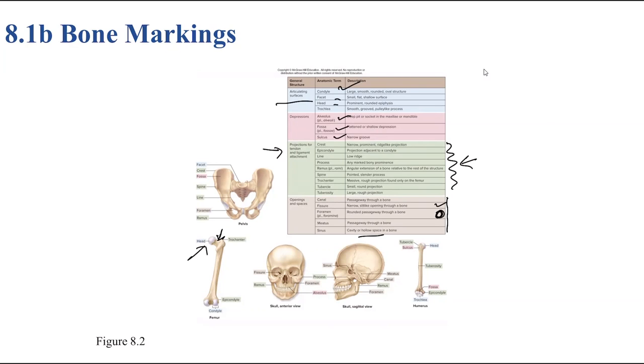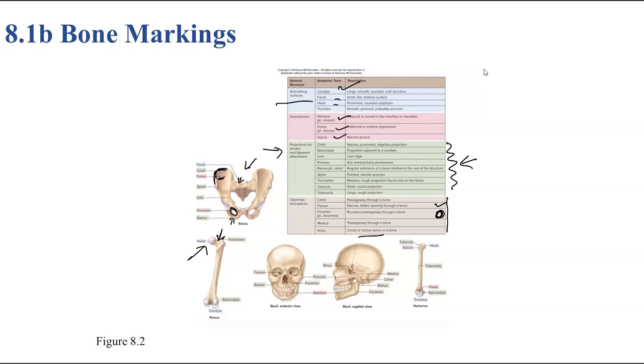Okay, so here's the pelvis. Here is a facet, and it's going to be where things articulate. A crest is the raised edge. A fossa is a depression. A spine is also a raised edge. There's a line, which is just a ridge. A foramen is a hole. And a ramus is a process that's going to stick out.